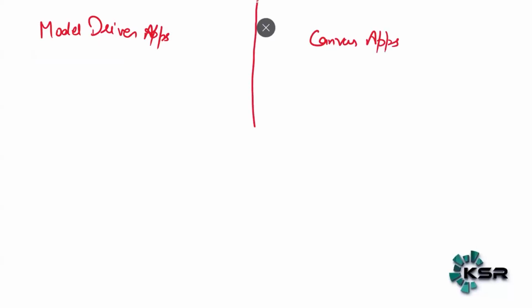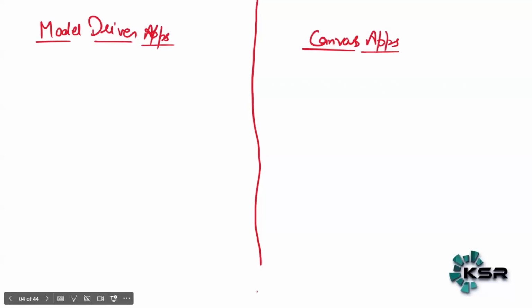Canvas apps are used for UI. If you want to build UI, then we can use Canvas apps. Model-driven apps are not more about the design, they are more about the data.